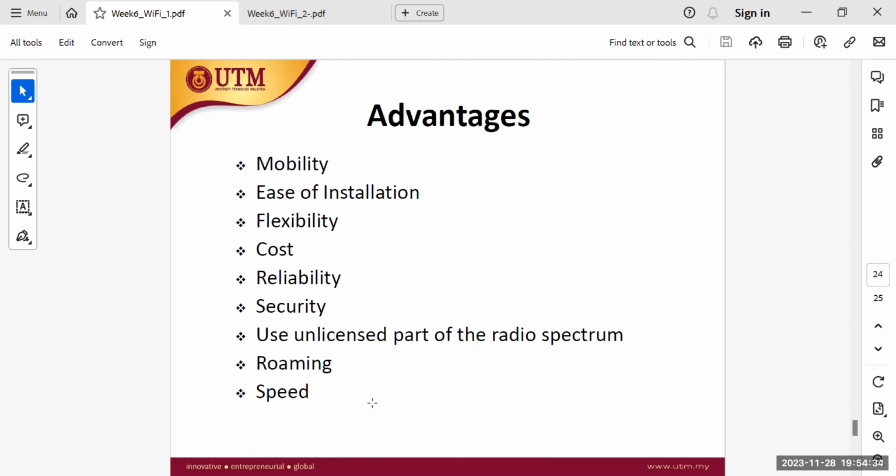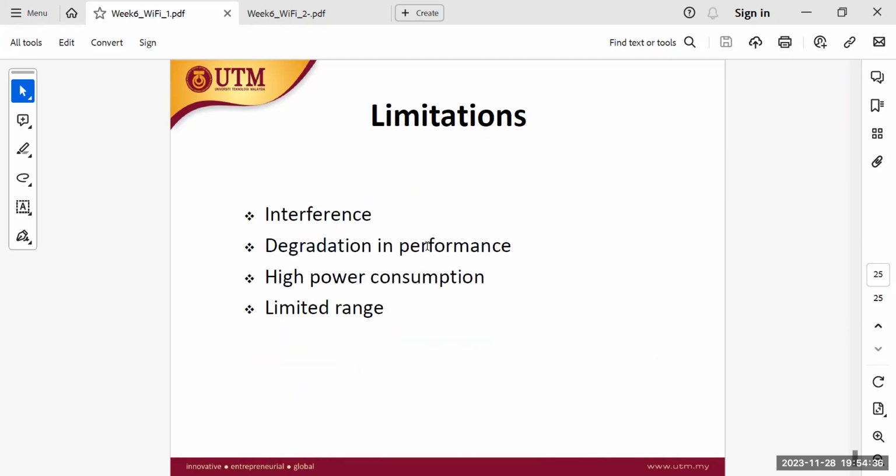Roaming and speed, obviously, you know that it is quite good. Limitations: interference is one issue, but that is being addressed as the technology improves. Similarly, Wi-Fi technology is also getting improved with time, right? Interference is one aspect that is being looked into whenever a new version of Wi-Fi is launched in the market. The degradation in performance is also an issue.